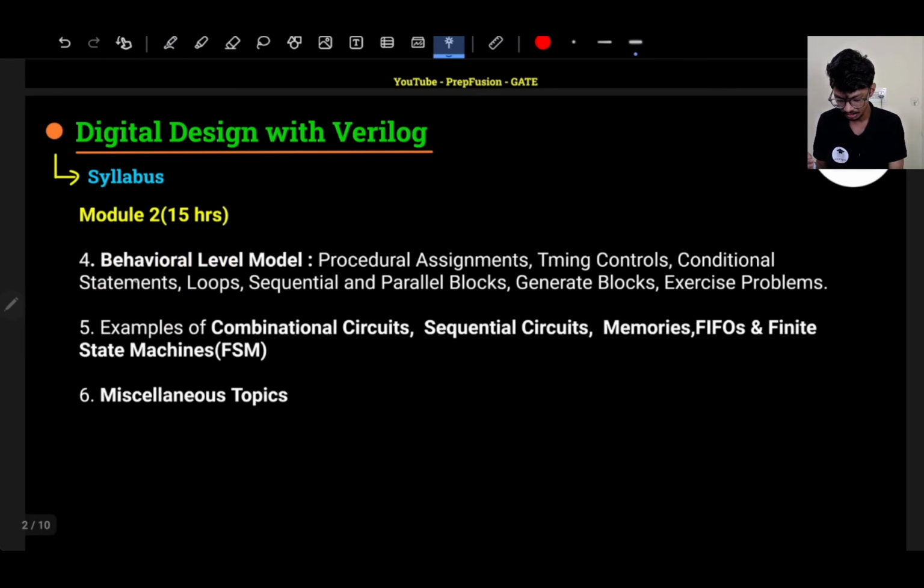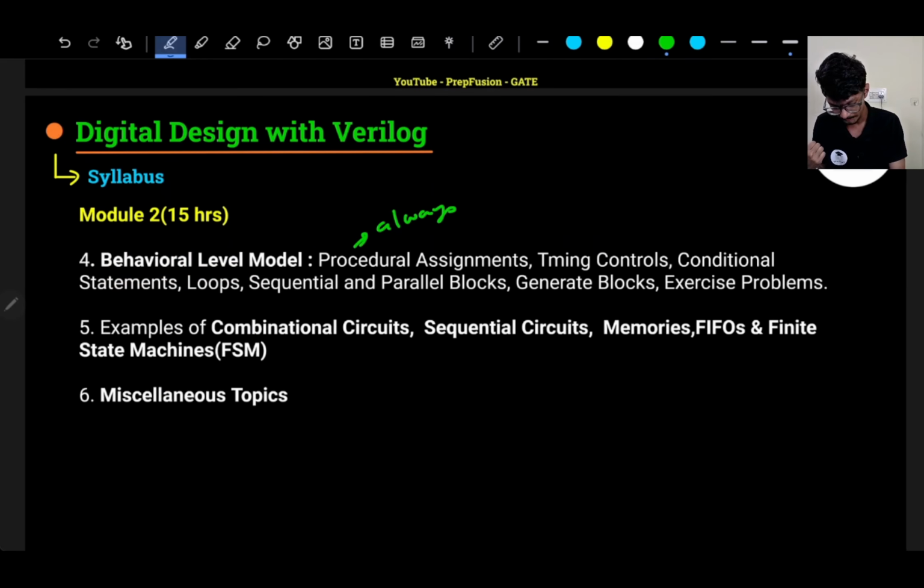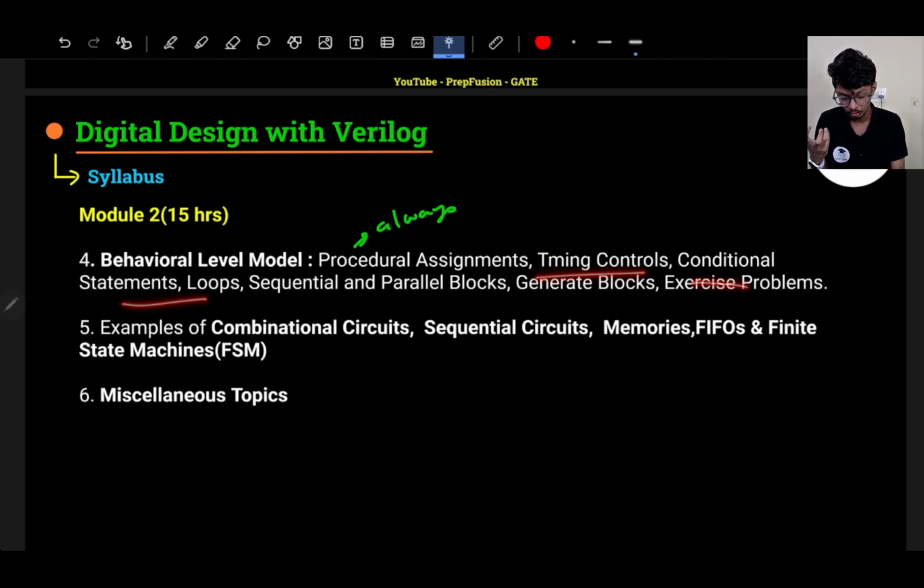Then in the next chapter, we will learn about behavioral level of modeling. In it, we will learn about the always keyword, then timing controls, conditional statements, and loops. What are loops in Verilog? Then there are sequential and parallel blocks. Initial blocks are known as sequential, and fork blocks are known as parallel blocks. All those things we will learn in this chapter.